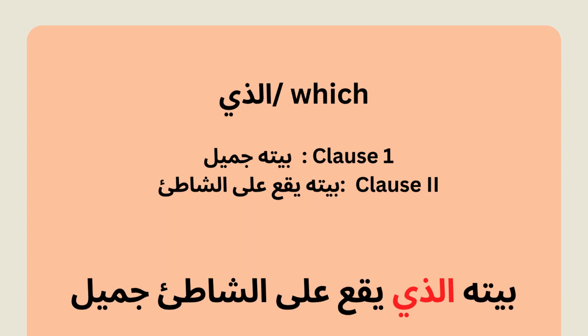الذي can be the equivalent of which when it replaces a subject which is a non-human noun. Look at these two clauses. بيته جميل, his house is beautiful. Second clause, بيته يقع على الشاطئ. His house is located on the beach. We use الذي to replace بيته in the second clause. بيته الذي يقع على الشاطئ جميل. الذي in this sentence is equivalent to which because it follows a non-human noun.